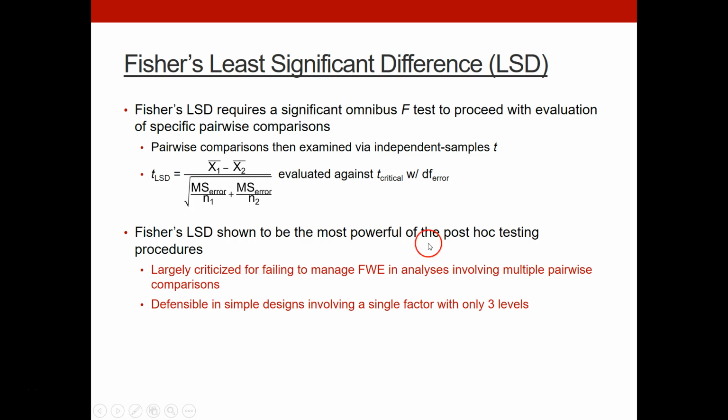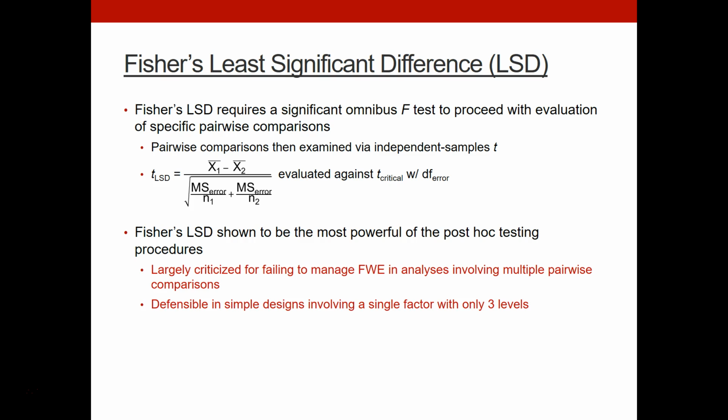So if you pull up here, you see a formula. The T for Fisher's least significant difference, we're going to have mean 1 minus mean 2 over the square root of the mean squared error from our ANOVA table over sample size 1 plus the mean squared error over the size of sample 2, or cell 2, and then we're going to compare this against a T critical with degrees of freedom error pulled from the ANOVA table.